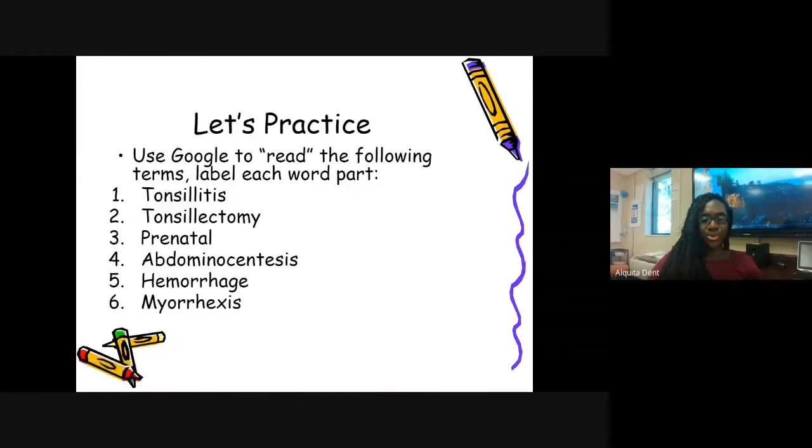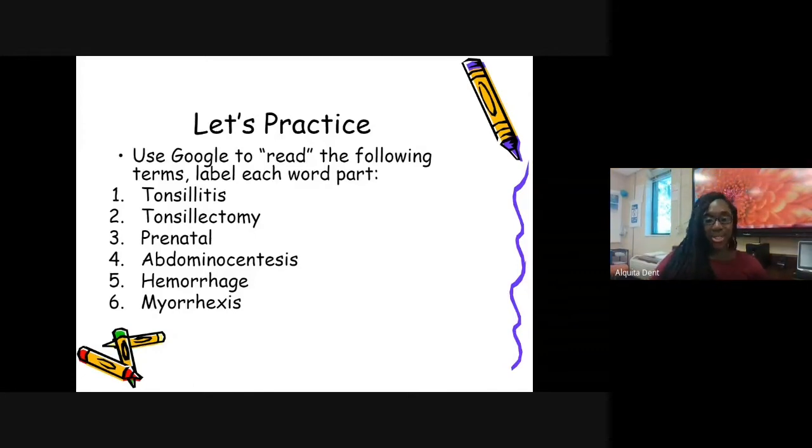I want you to Google what those word parts mean. So first, we try to break the word up. So what do I see? Tonsillitis. It looks like tonsil and itis. So I just need to know what tonsil is and what itis is. Number two, tonsillectomy. What parts do we see? Do we see a word root? Do we see a prefix? Do we see a suffix?